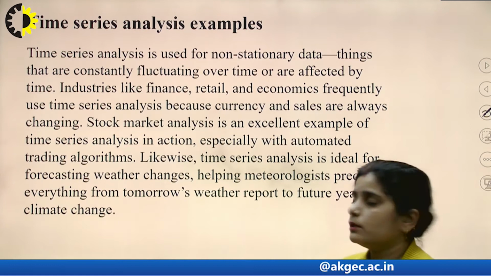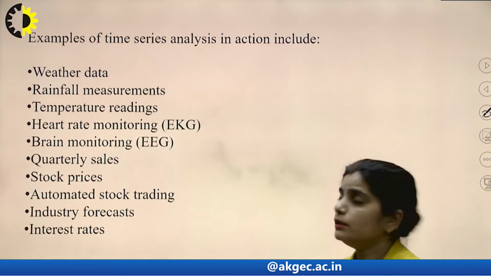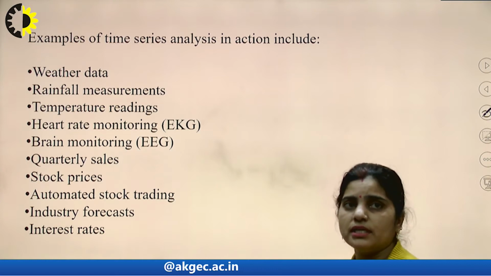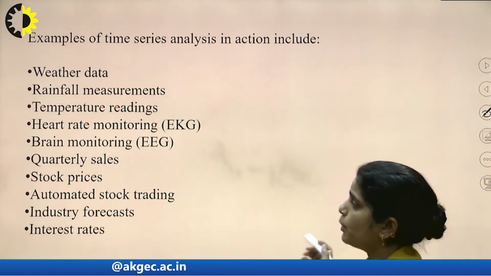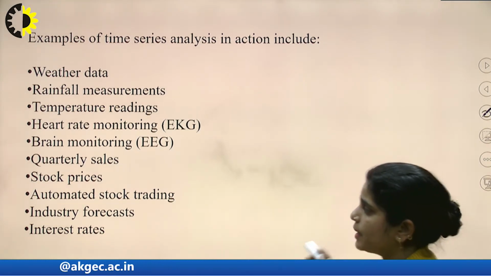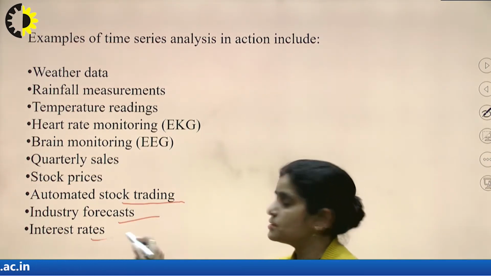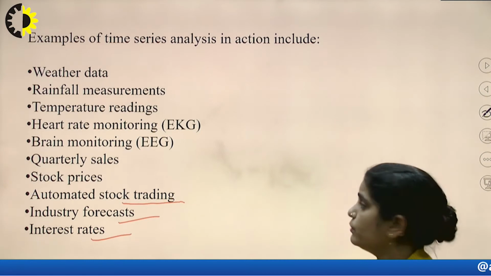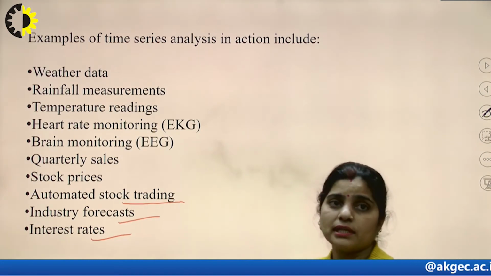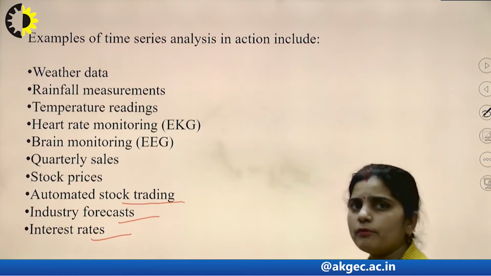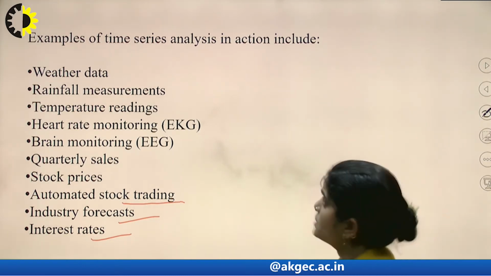Many more examples are weather data, rainfall measurements, temperature readings, heart rate monitoring, brain monitoring, quarterly sales, stock prices, automated stock trading, industry forecast, interest rate, and at the time of COVID, we monitored the oxygen levels of patients. These types of analysis come under time series analysis.